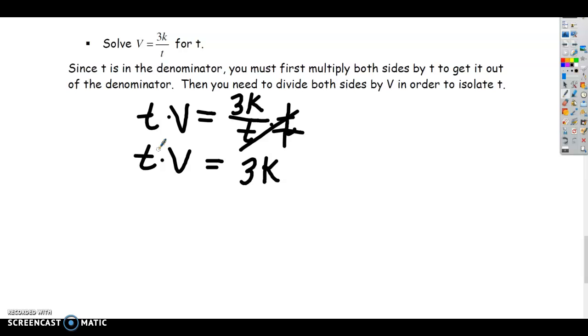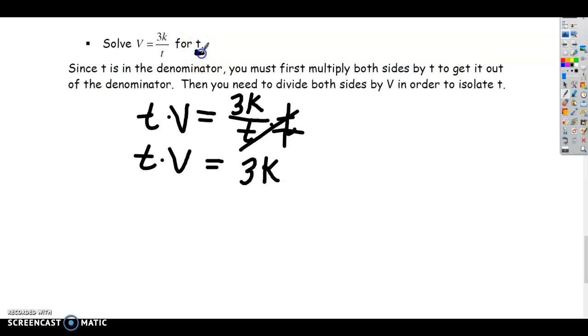So t divided by t equals 1. Therefore, it goes away. If we multiplied by 3k, then we would have 3k times 3k, which is 9k squared. And I know that may seem confusing right now, but that's not going to get us what we need. So we have to first multiply by the denominator, which is t.